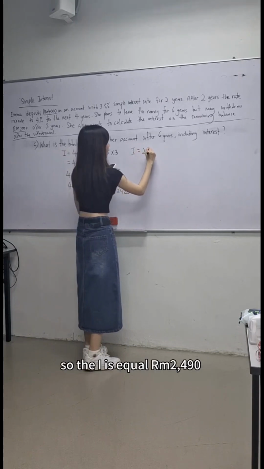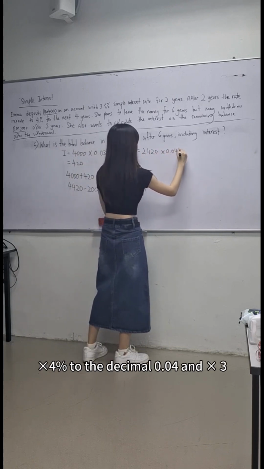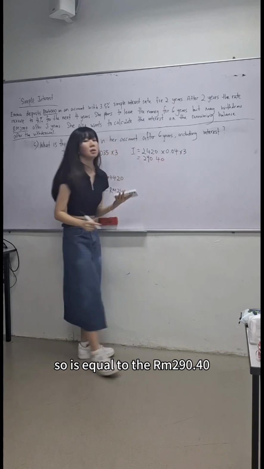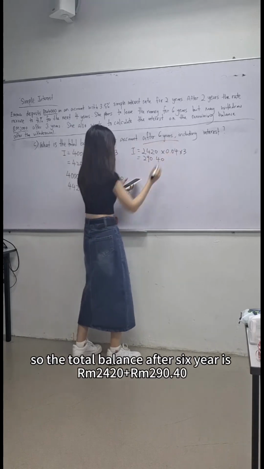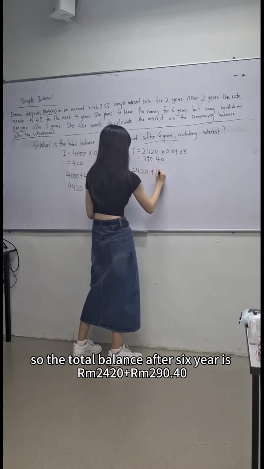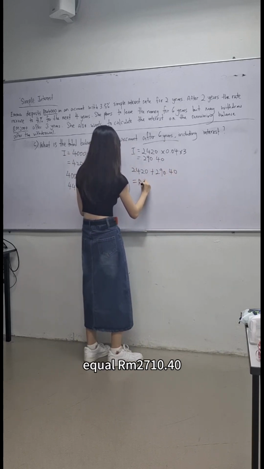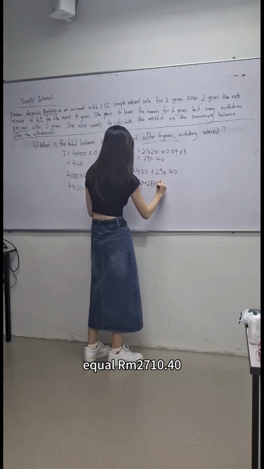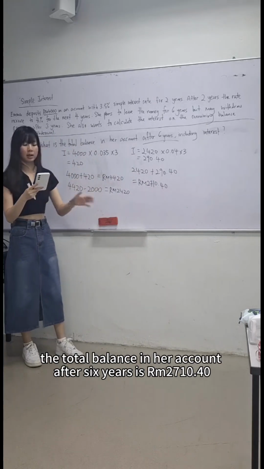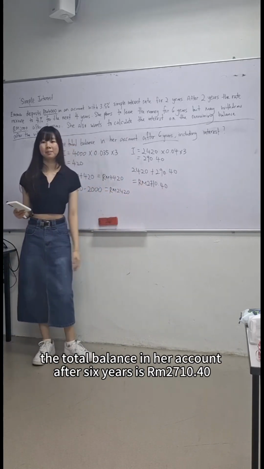So the I is equal to 2,420 ringgit times 4%, in decimal 0.04, and times 3. So it's equal to 290 ringgit 40 cents. So the total balance after 6 years is 2,420 ringgit plus 290 ringgit 40 cents, which equals 2,710 ringgit 40 cents. So now we can get the answer. The total balance in her account after 6 years is 2,710 ringgit 40 cents.